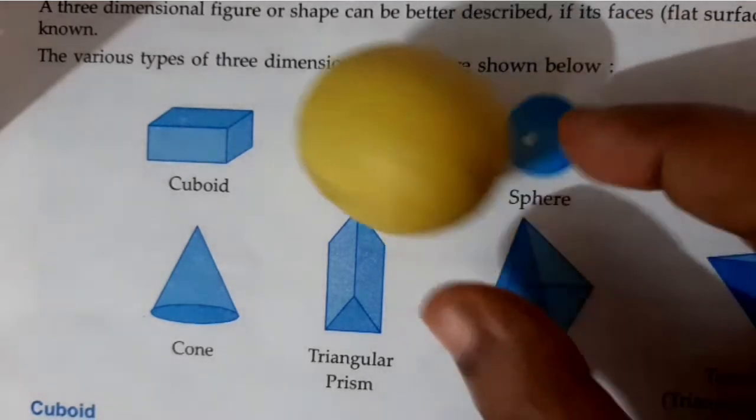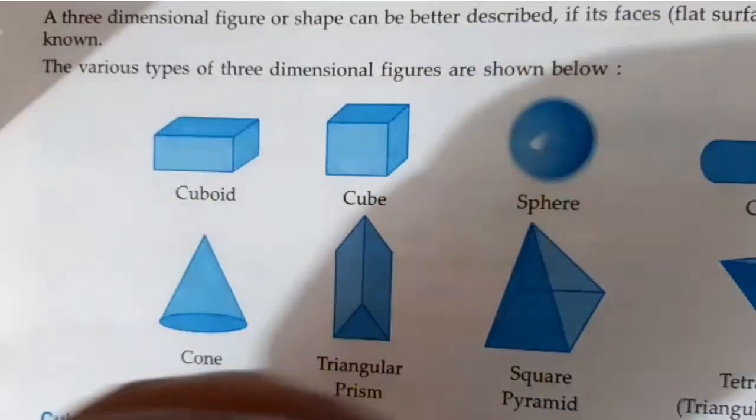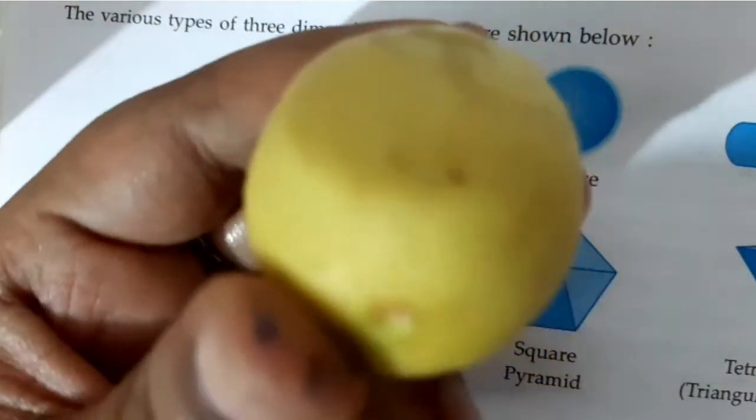Now I take another example, this lemon. This lemon you can see is a sphere. A lemon has no edges. You cannot see any edges here. It has no vertices. It has no plane face, only one curved face. You can see only one curved face. So a sphere has only one curved face. The rest, edges, vertices and plane faces, are 0.